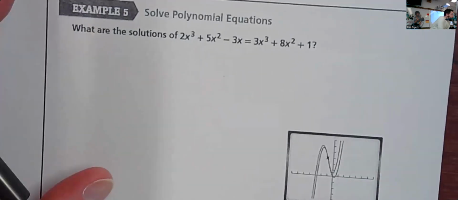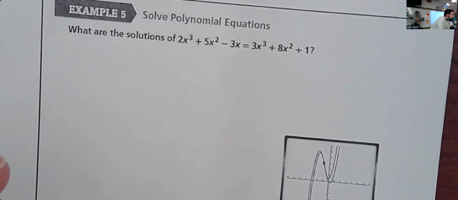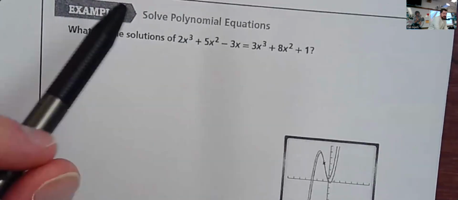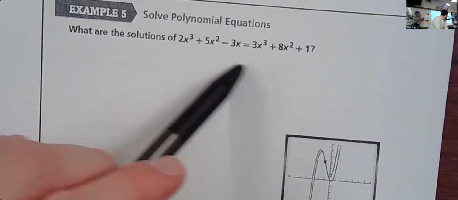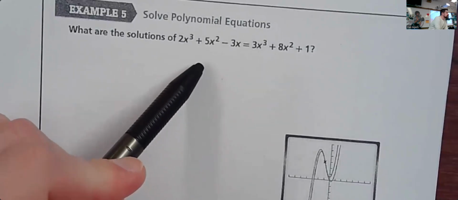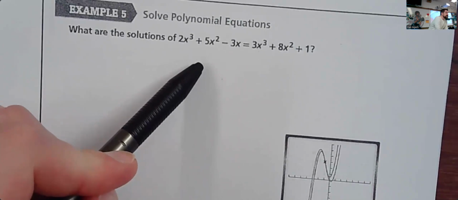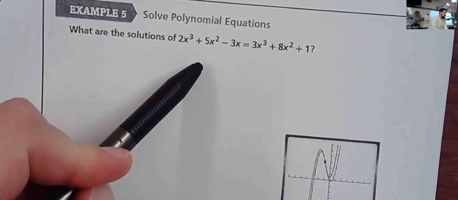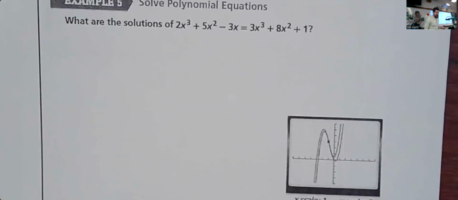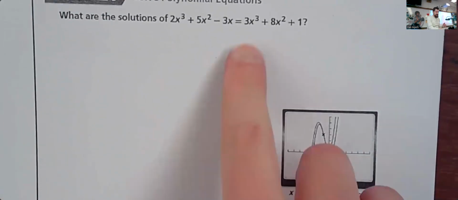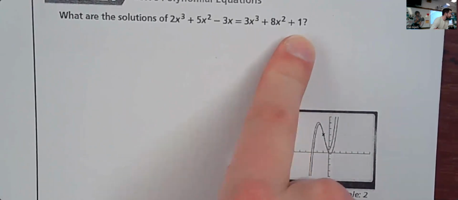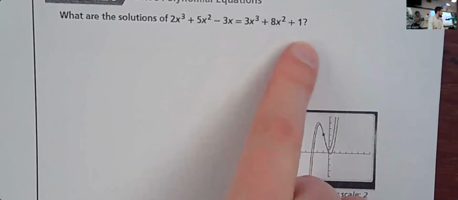So what we need to do, listen up. What we can do with this is if we treat this like a single polynomial, we can solve for the zeros of it if we treat it like a single polynomial, which means set it equal to 0. So let's set this thing equal to 0. So we're going to subtract 3x cubed. We're going to subtract 8x squared. We're going to subtract 1 from both sides in order to set this whole thing equal to 0.